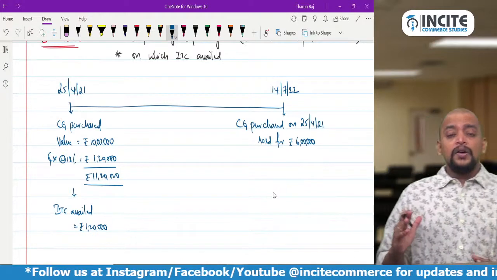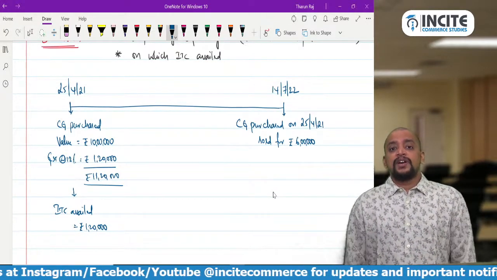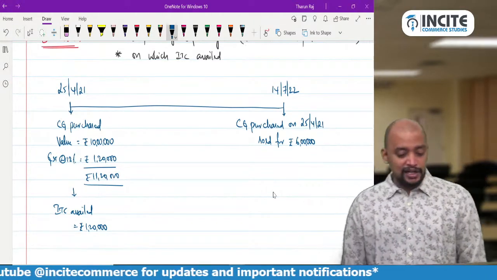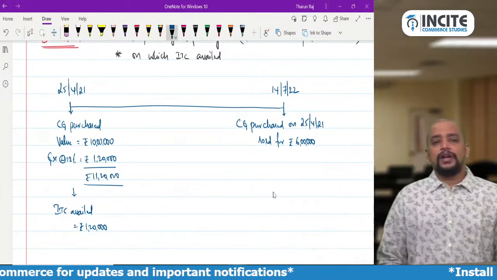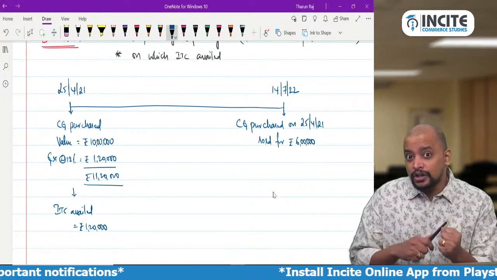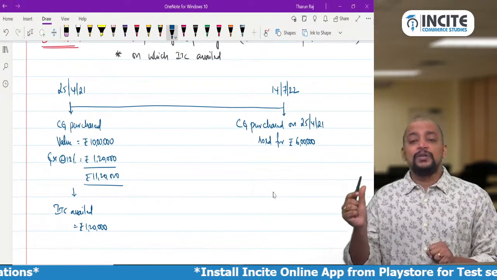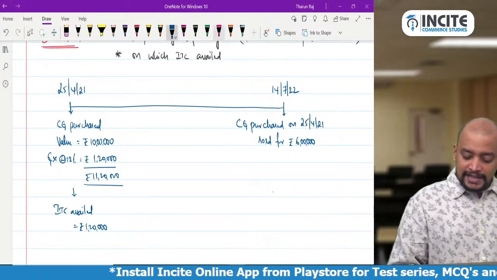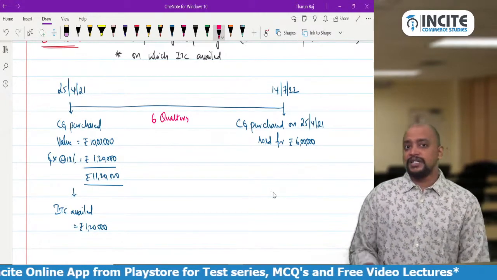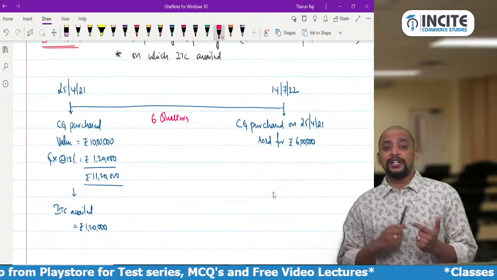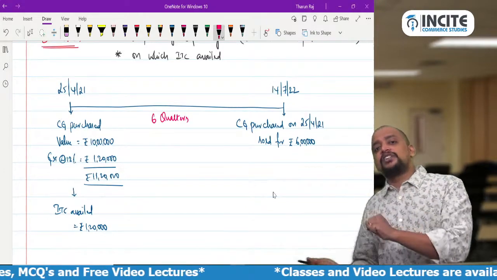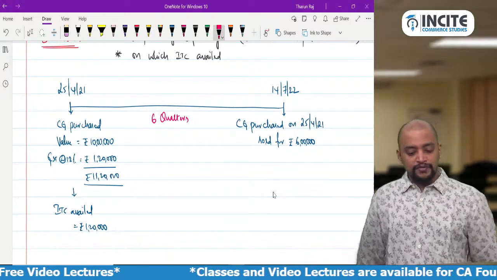Now what they are telling, for every quarter or part thereof, from the date of purchase till the date of disposal, how many quarters are there? Can you tell me? So April, May, June, July, August, September, October, November, December, again Jan, Feb, March, April, May, June, even 14 days in July will be taken as one quarter, part thereof. So 6 quarters. Even one day in a quarter should be taken as a full quarter. So therefore 6 quarters. Got it?